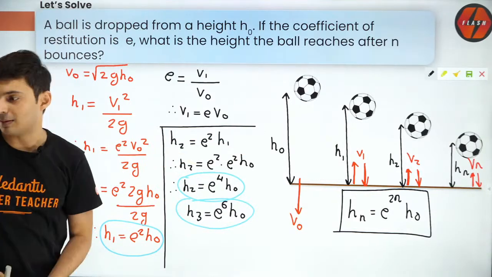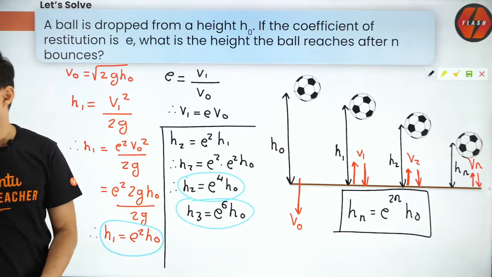E raised to 2n. N is the collision number. Not n, Rishikeshwaran, it will be 2n.